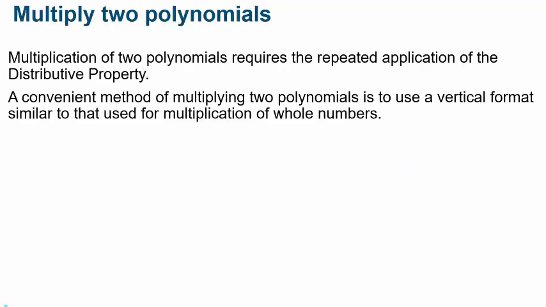All right, let's talk about what you do now when you multiply 2 polynomials. All right, so multiplication of 2 polynomials requires the repeated application of this distributive property that we've been talking about. So a convenient method for multiplying 2 polynomials is to use what we call the vertical format, similar to that used for multiplication of whole numbers.